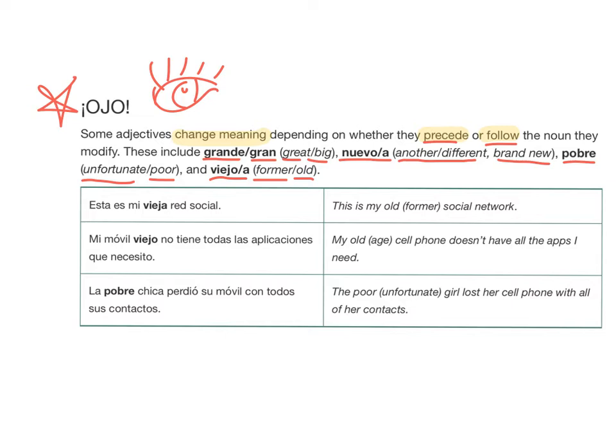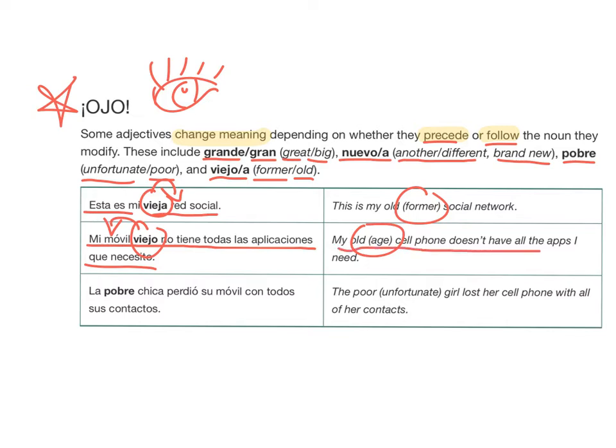Vamos a ver unos ejemplos. Esta es mi vieja red social. So you'll see that vieja, the adjective, came before red social, the noun. So that means this is my old, meaning my former, social network, the one I don't use anymore. Versus, mi móvil viejo no tiene todas las aplicaciones que necesito. Now we have the adjective after the noun. So now it actually means my old in age. In cell phone age, my phone is old. My old in age cell phone doesn't have all the apps I need. So just by moving the adjective, it changed the meaning, whether I put it before or after.